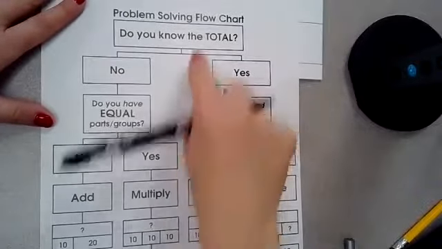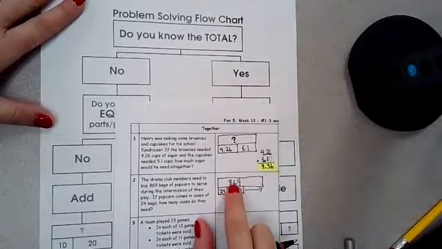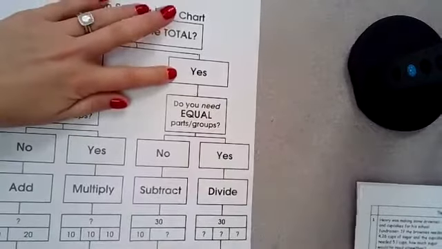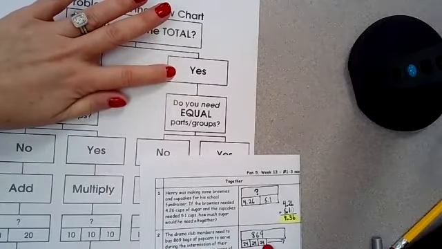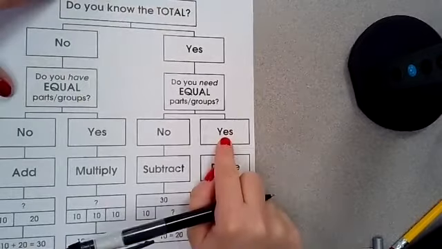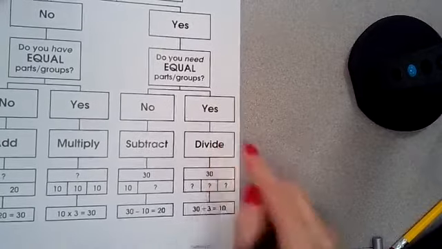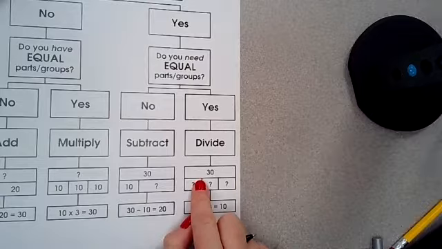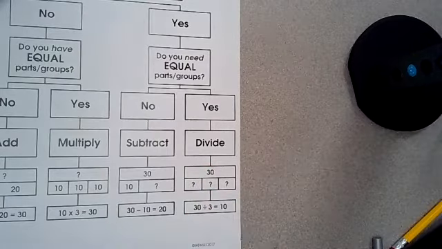It says, do I know the total? Yes, Miss Ross, I do. The total is 869 bags. Okay, so yes. Do I have equal parts? Well, 24, 24, 24, those are equal. So do I have equal parts? Yes, I do. So then I know I need to divide. And it even gives you a picture of what your bar model is going to look like. The total is going to be on top, and it's going to be divided into equal parts.